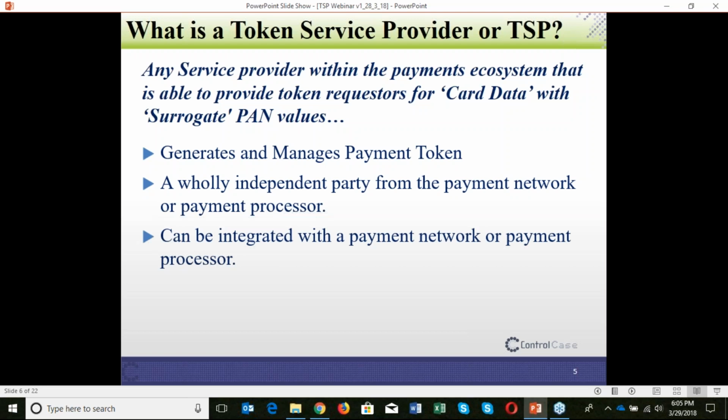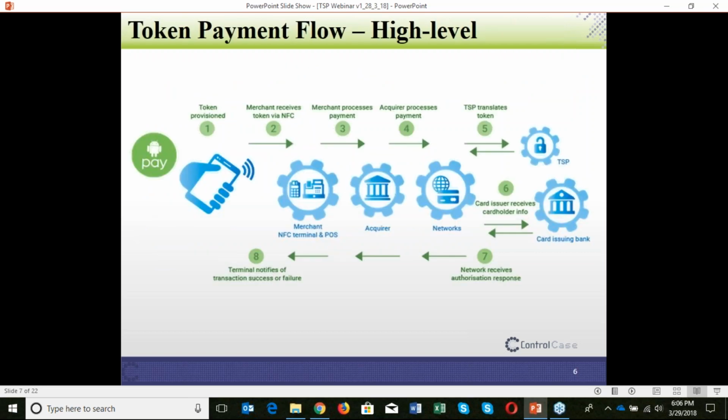And there is also an opportunity for them to be a part of the payment network, such as an acquirer, for example, or an issuer. A backend can be a TSP where they create their own tokens, which are payment tokens and can be used. We'll see what the benefits are later in the slides. So let us look at how a typical payment process works.